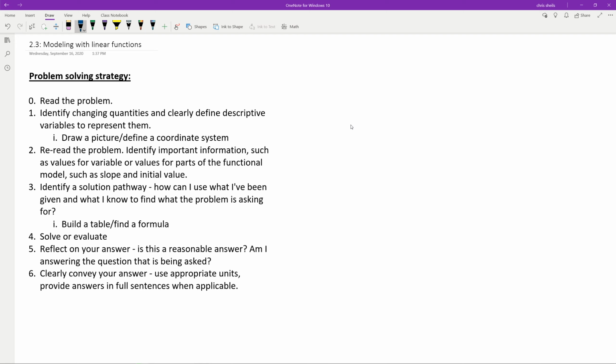Step 4 is to solve or evaluate using a table or the formula that we've created. Step 5 is to reflect on our answer. Is the answer that we obtained reasonable? Are we answering the question that is being asked, right? For instance, if you're trying to calculate the height of something and you get a negative number, then that's not reasonable, right? Something cannot be negative 5 feet tall, right?